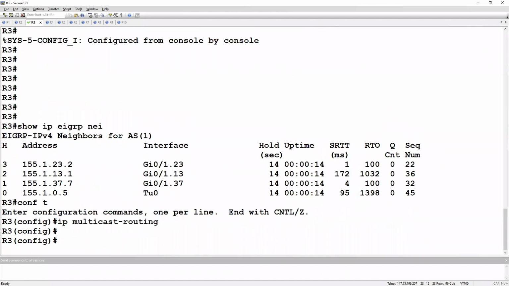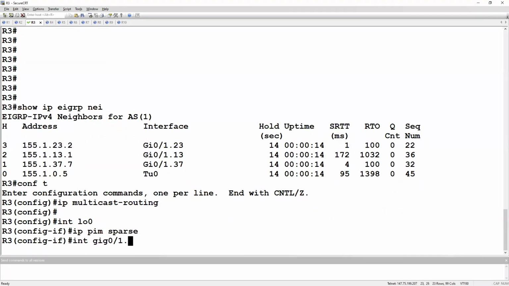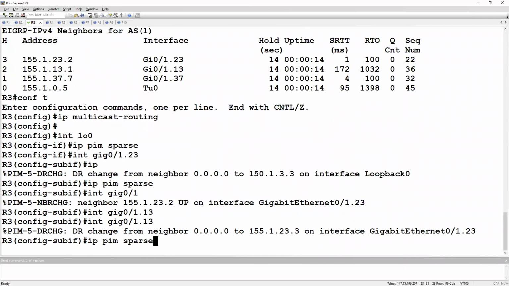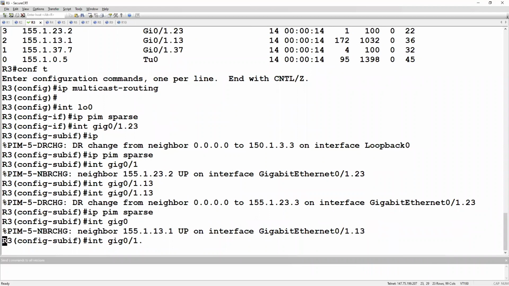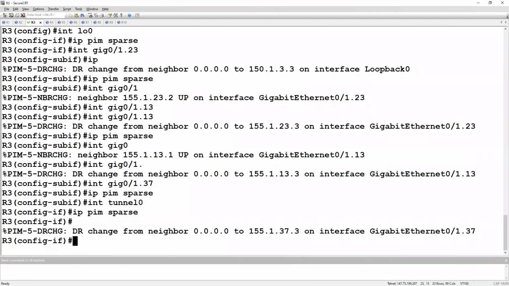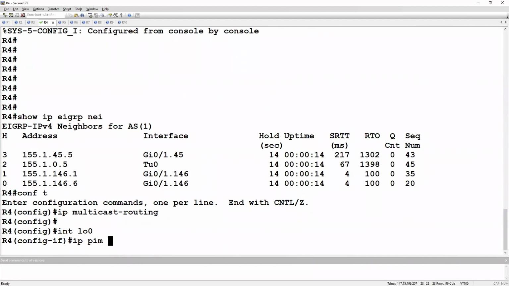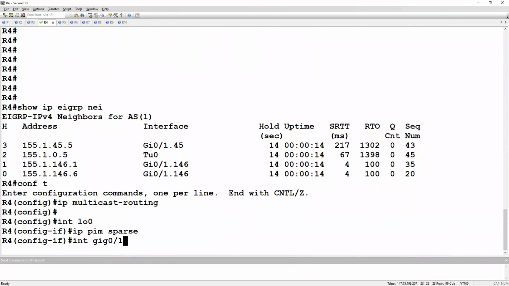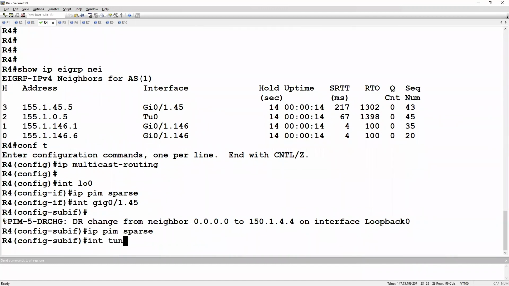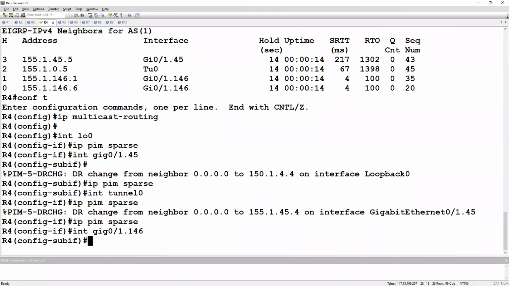Same thing on router 3 here. On interface loopback 0, ip pim sparse-mode. On gig 0/1.23, ip pim sparse-mode. Gig 0/1.13. Gig 0/1.37. And then on interface tunnel 0. Same thing on router 4 here. So on loopback 0, ip pim sparse-mode. On gig 0/1.45, ip pim sparse-mode. On interface tunnel 0, on gig 0/1.146.